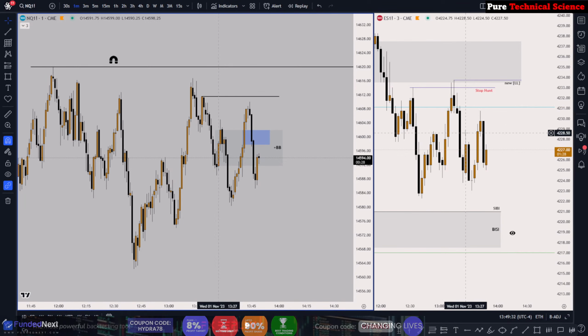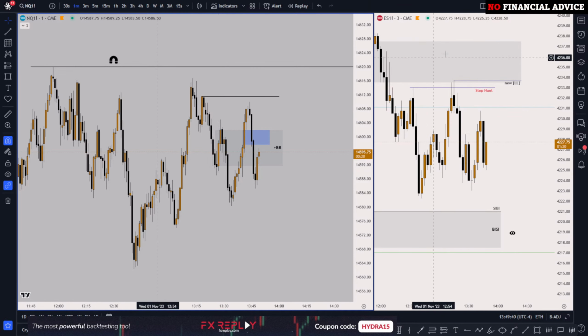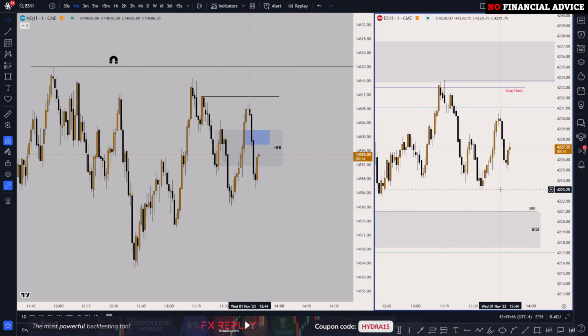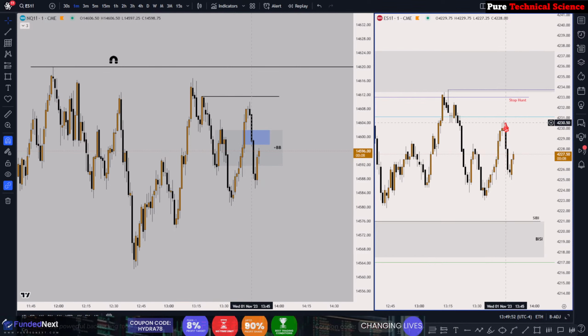So what do you guys see? Yes, price came back up, trading inside this fair value gap again. Basically not doing anything other than consolidating right here. On the 1 minute chart it will look more like a consolidation phase. Yes, price did stop hunt here, here again, then also buy side liquidity swept.